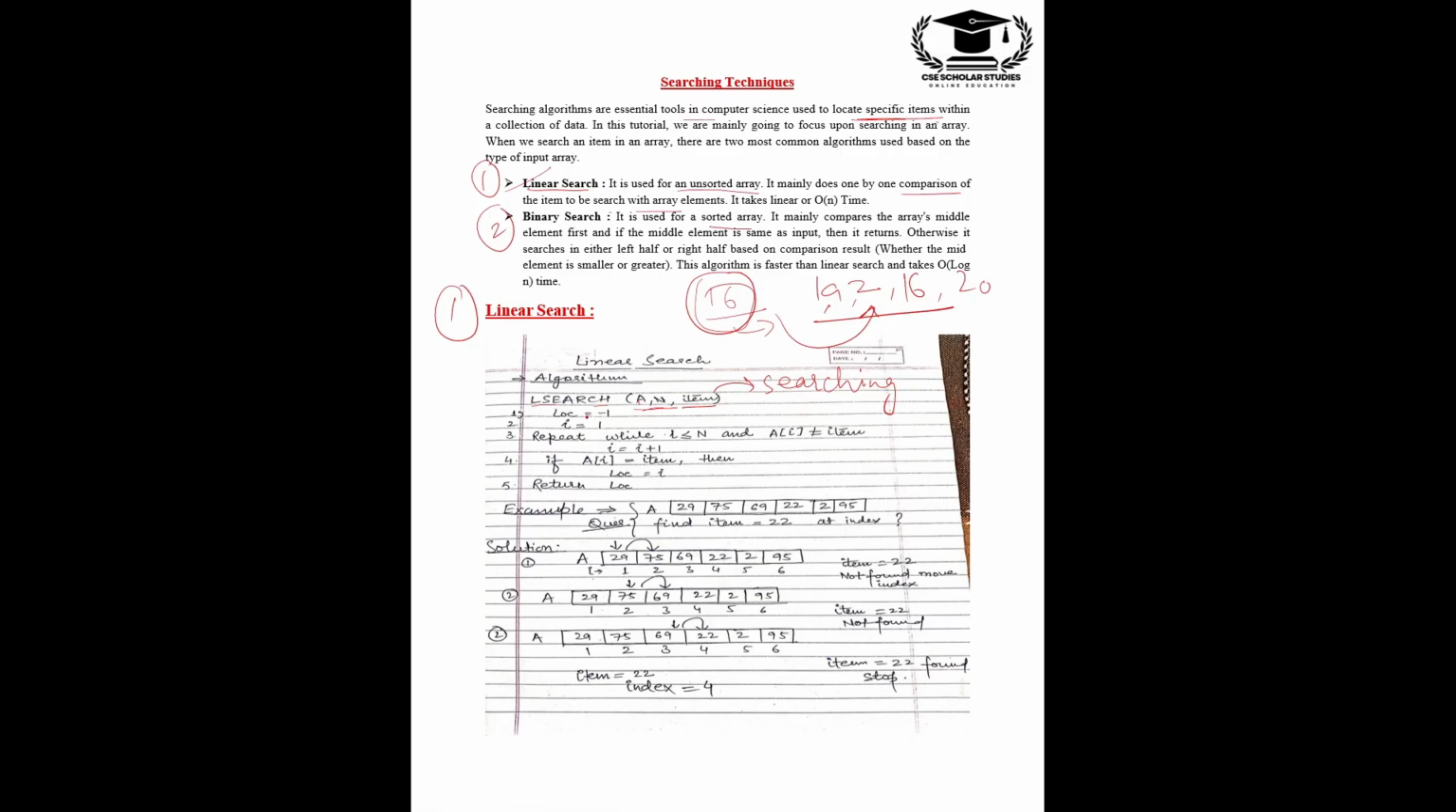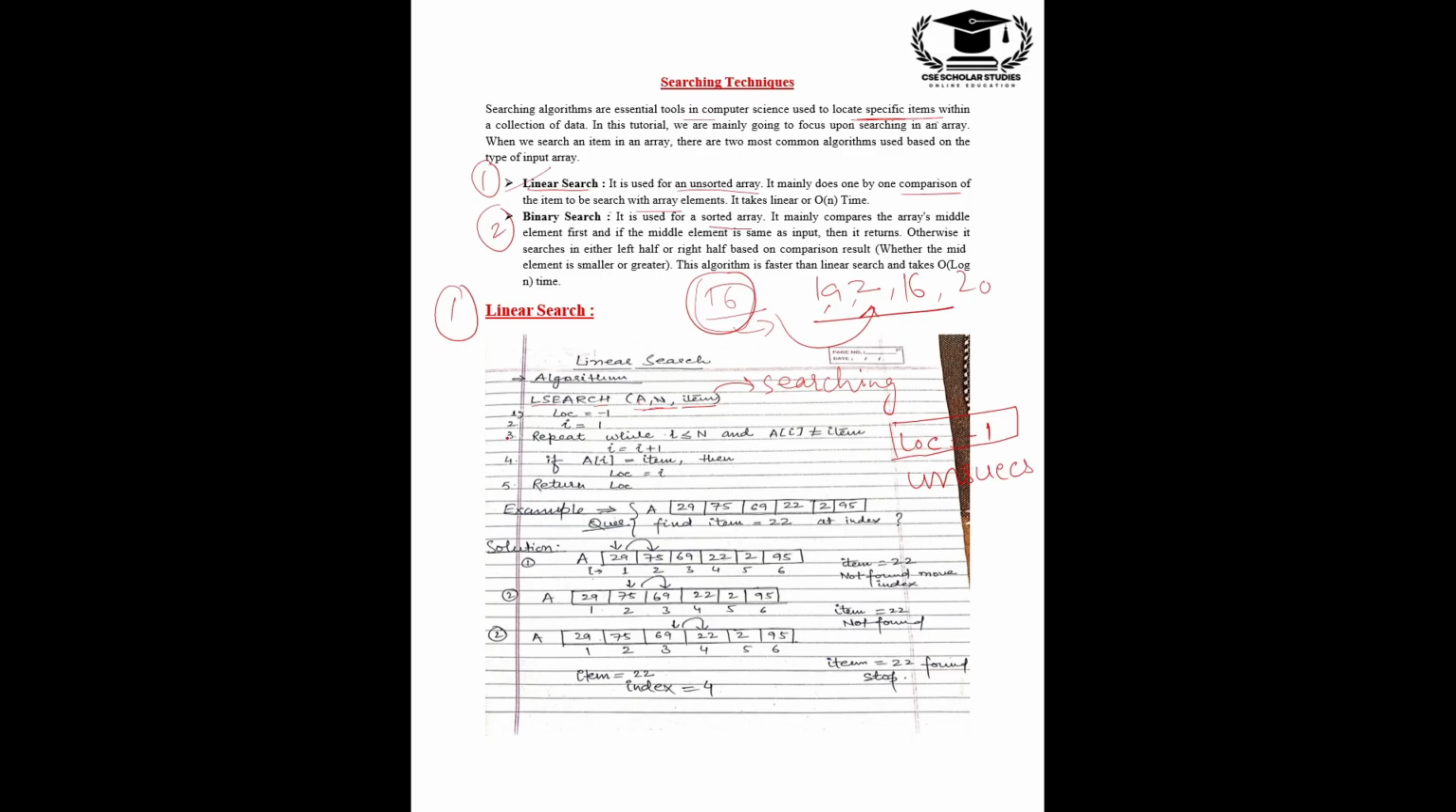The first step is location equals -1, which means the searching is unsuccessful. If the item is not found, then we print the location value as -1, meaning the item you are searching for was not found in that particular array. Next we initialize I to 1. It is basically used for the index.